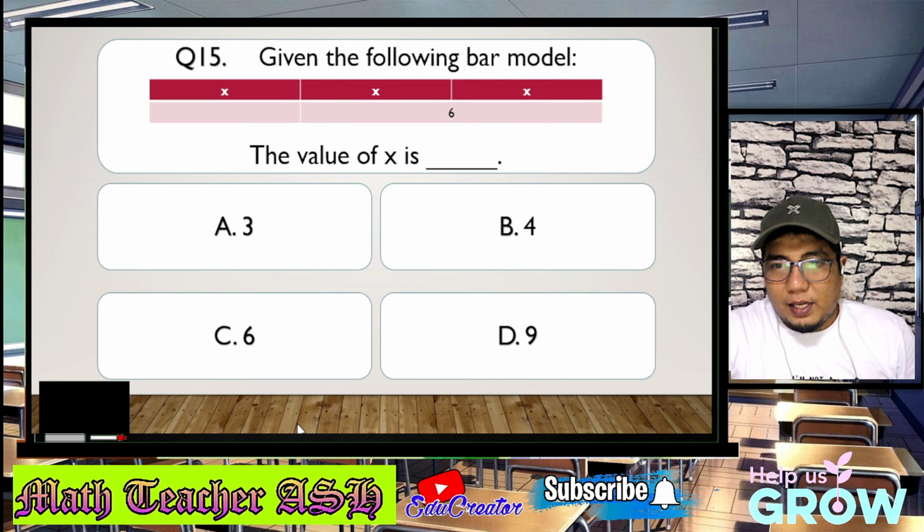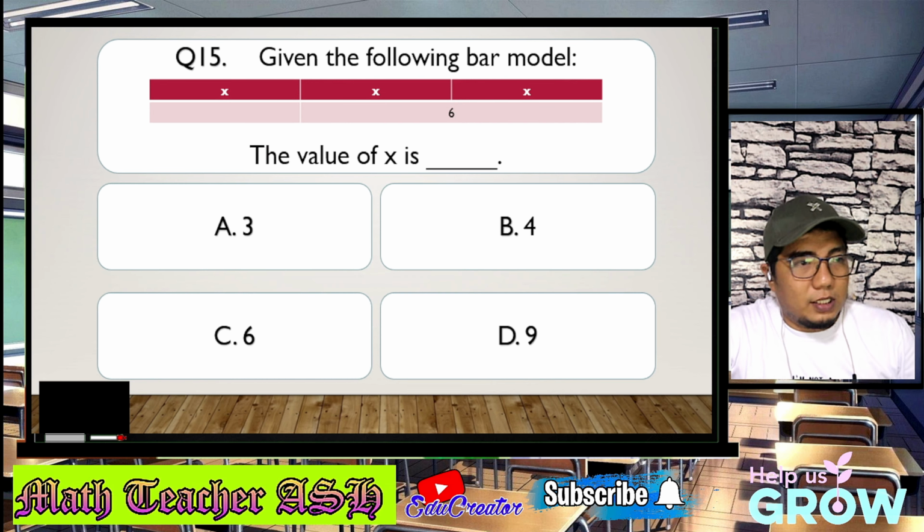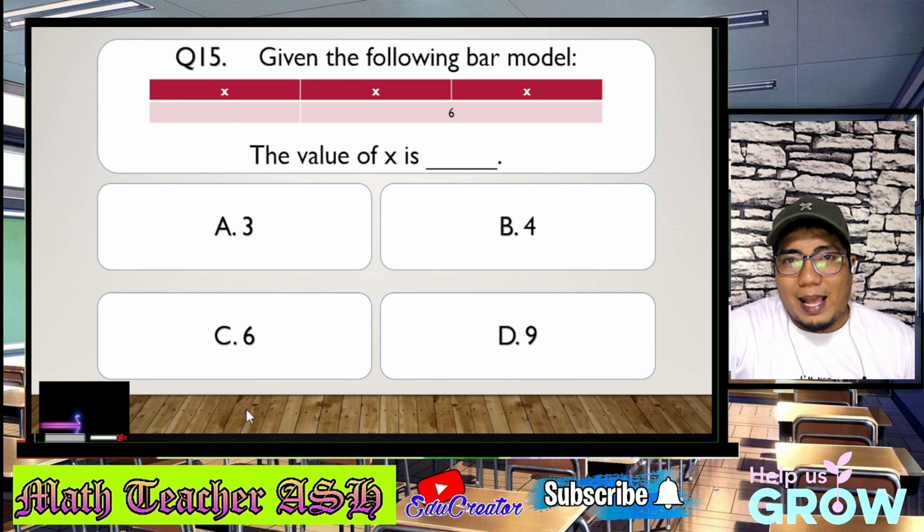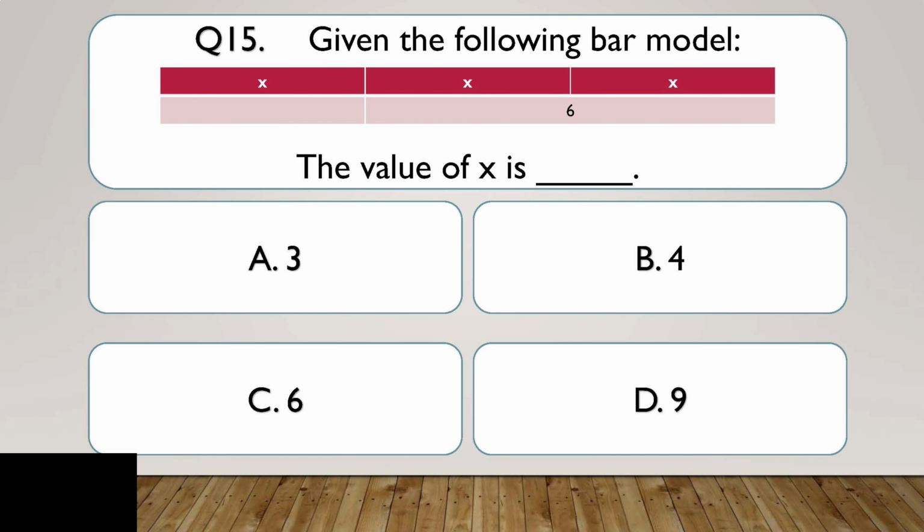Question number 15. Given the following bar model, the value of x is blank. Is it A, 3, B, 4, C, 6, or D, 9? I'll give you 5 seconds to think about your answer. 5, 4, 3, 2, 1.